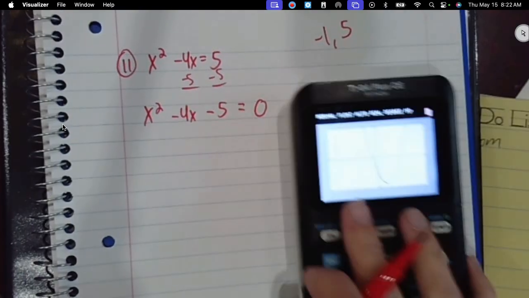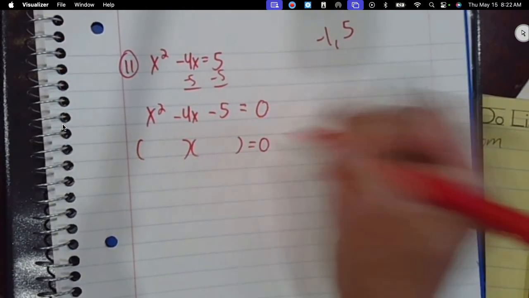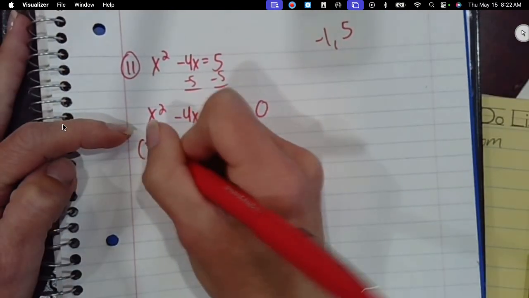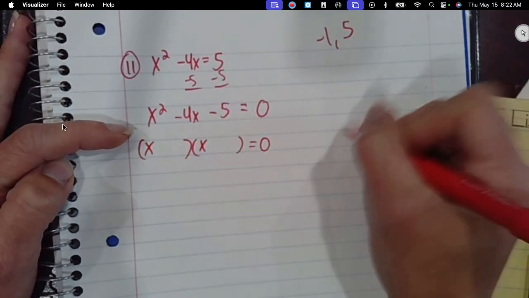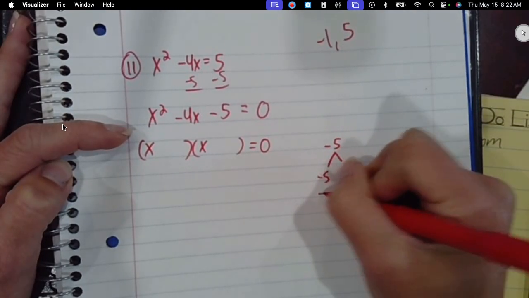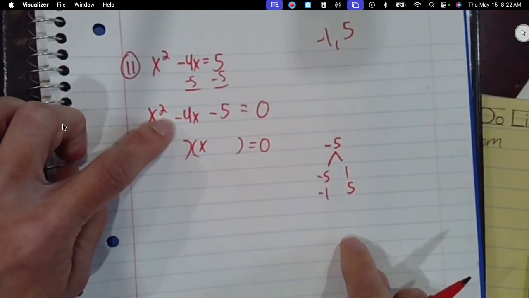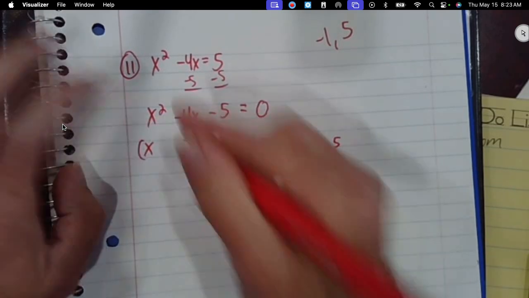So let's factor though. See how you can do this many different ways? We've learned so much. So we can put x and x. What times what is -5? -5 and 1, -1 and 5. What adds up to -4? The -5 and the 1.